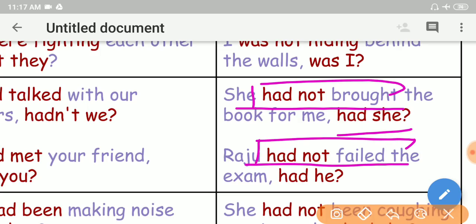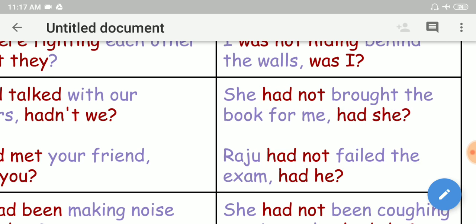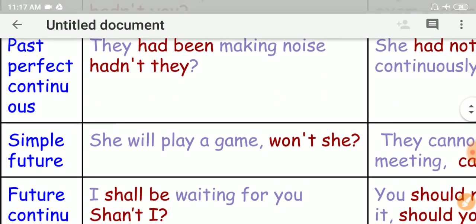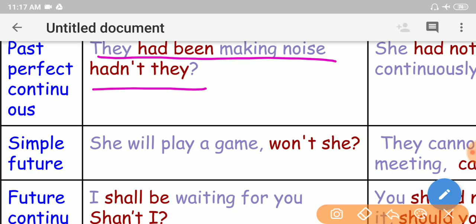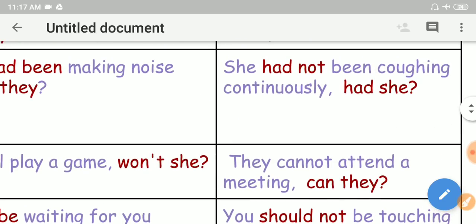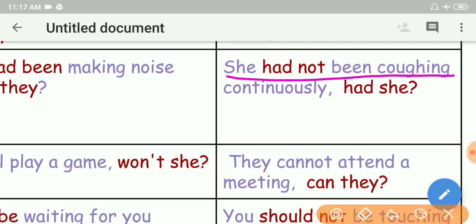Negative past perfect, tag is positive, my dear friends. So let us see past perfect continuous tense. Same as past perfect: they had been making noise, hadn't they? Positive statement, tag is in negative. Similarly, negative statement: she had not been coughing continuously, had she?